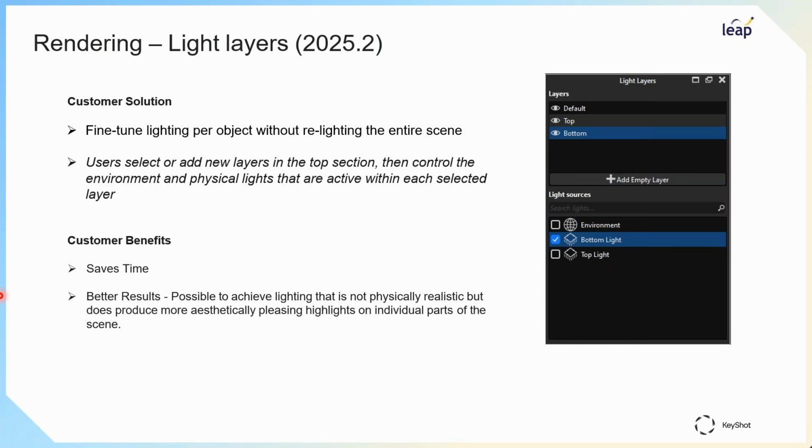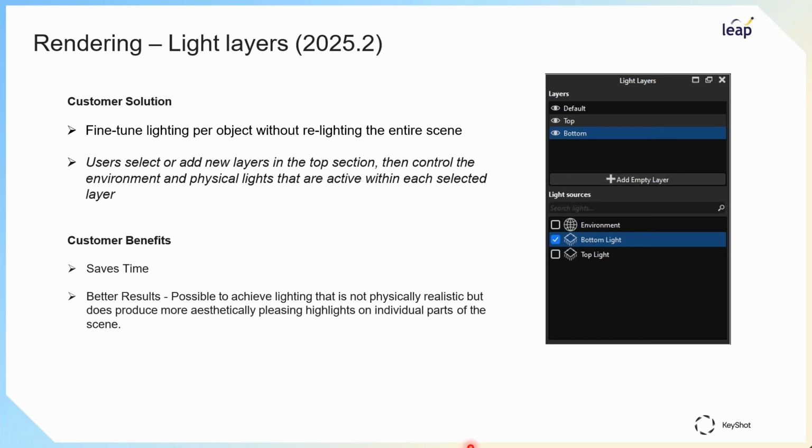This is not possible in real life photography, I would say. I mean, I can't say that there's one thing on the desk, I don't want light on this part, but I want it on the other one. That's not possible, realistically, but it's possible now with rendering, with KeyShot. So it makes it easier to achieve the exact results that users are looking for.